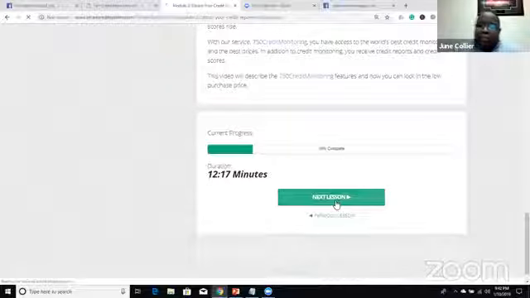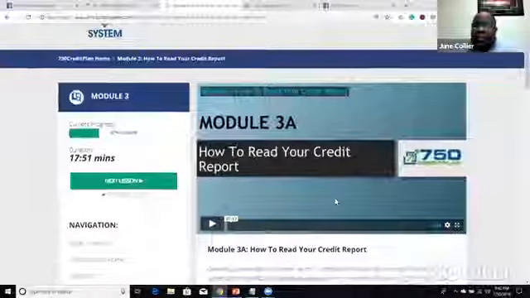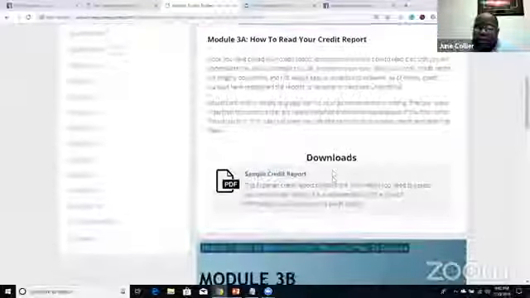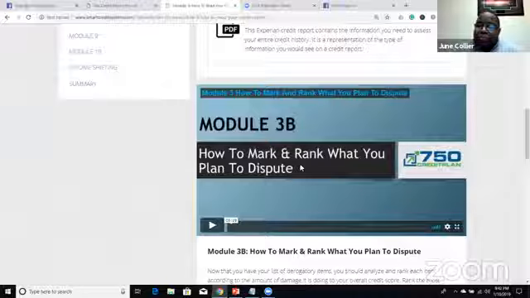Let's take a look at Module 3. On Module 3, we teach you how to read your credit report. We also show you how to mark and rank what you plan on disputing.